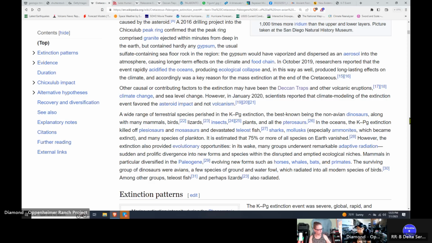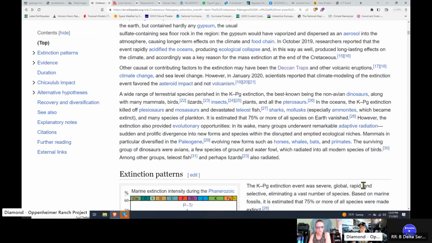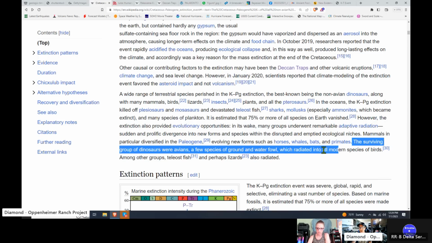That's interesting because this paper that we looked at, which maybe we'll get into later, does talk about a super order that includes bats existing before the event. Maybe there was some giant one. Yeah, because if you know about the pterosaurs, those are the winged dinosaurs. They made it across this boundary. So avian dinosaurs made it across, which is interesting. That means our chickens are definitely dinosaurs. Oh, chickens are absolutely dinosaurs. We know that the ancestors of chickens and ducks made it. That's one of the 3 groups of birds that we know made it. The surviving group of dinosaurs were avians, a few species of ground and waterfowl, which radiated into all modern species of birds.